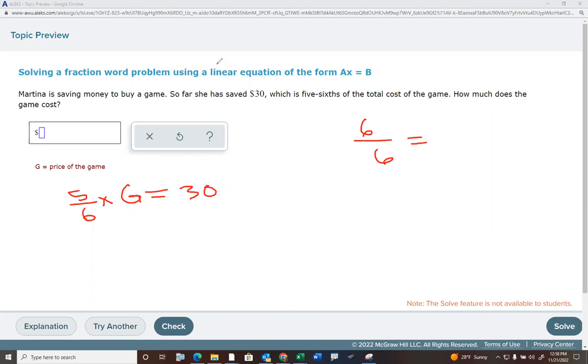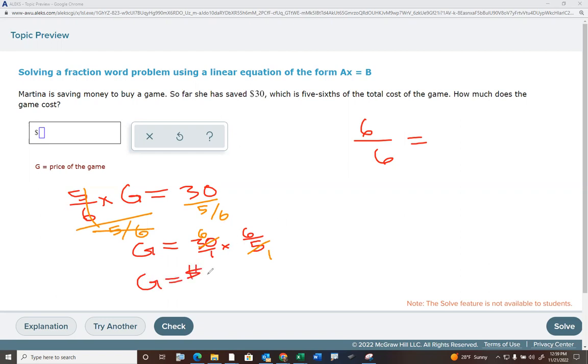All right. So what's being done to the variable? Well, it's being multiplied by 5/6. What's the opposite? Dividing by 5/6. So those cancel. And we're going to get G on the left. And on the right, we get 30 over 1. I'm going to change this division to multiplication and flip that second fraction. You'll notice I skipped one step because I've already done a bunch of these with you. And I notice that 5 divides in once and 6 times. And so 6 times 6 is $36.